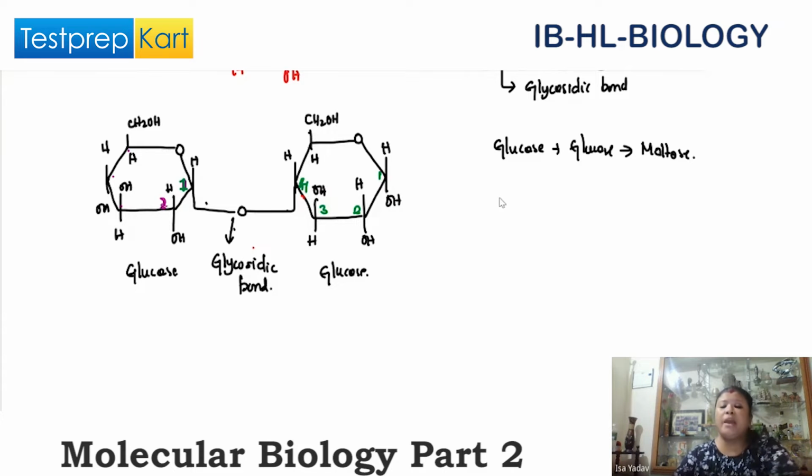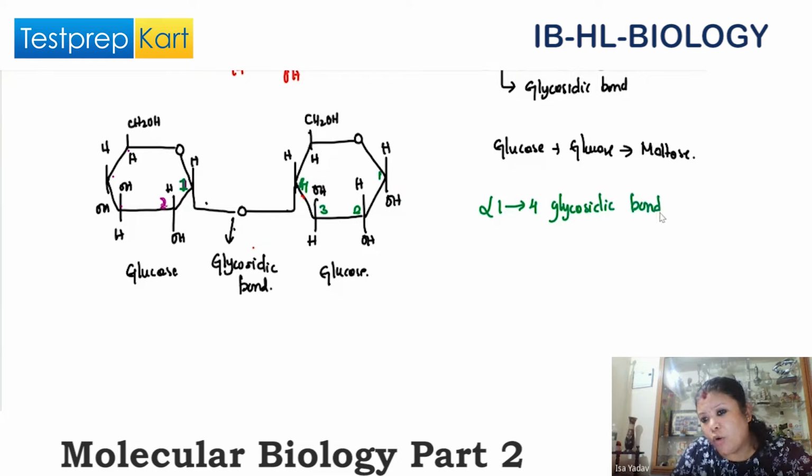Since it is on the same orientation, we call it the alpha 1 to 4 glycosidic bond or linkage. This point is clear, Sana? Yeah. Alpha 1 to 4 glycosidic bond or linkage. Clear? Yeah. Now, next, see here.